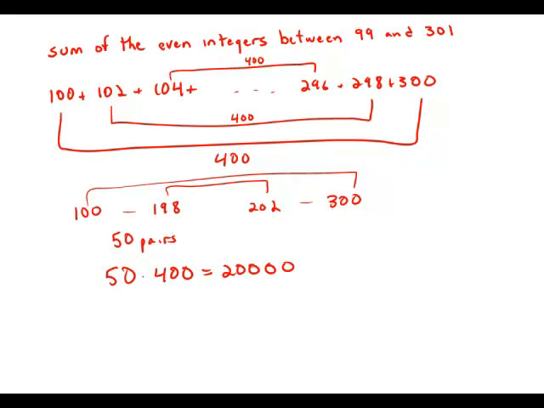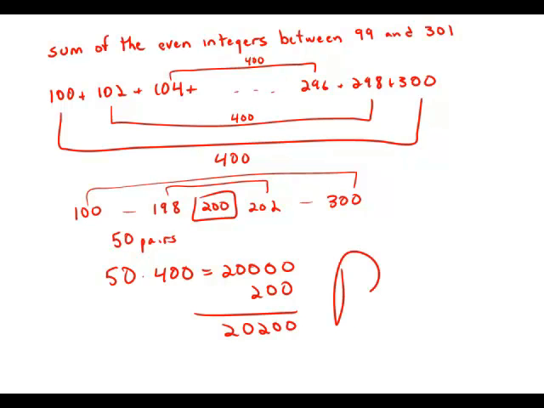And the only number that's not included in any pair, the only number that's all by itself, is 200. So we just add that separately. Add in that 200. That gives us a grand total of 20,200. And this is answer choice B.